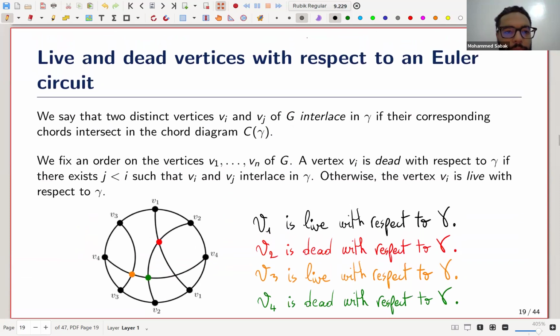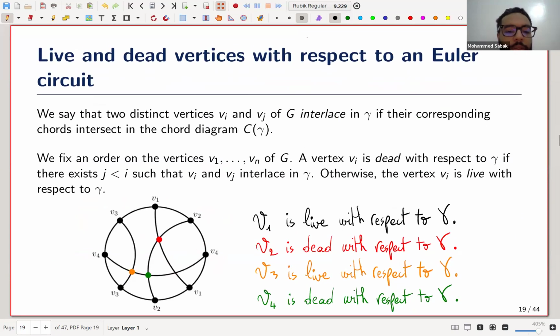Using the chord diagram, we are going to define the states of a vertex with respect to an Euler circuit. So, if we have two vertices, Vi and Vj, we say that they interlace in the Euler circuit gamma if the corresponding chords intersect in the chord diagram. So, for instance, here, the chord of V1 intersects with the chord of V2, so we will say that V1 and V2 interlace in gamma.